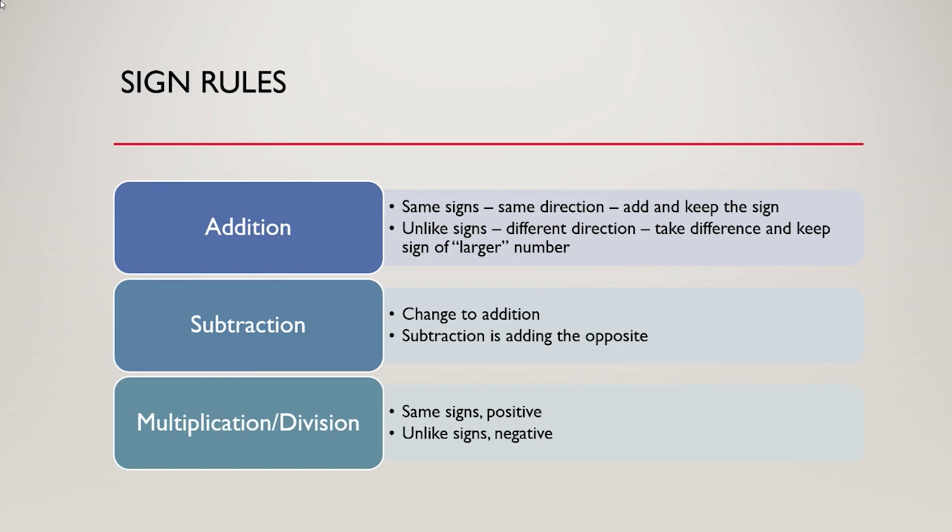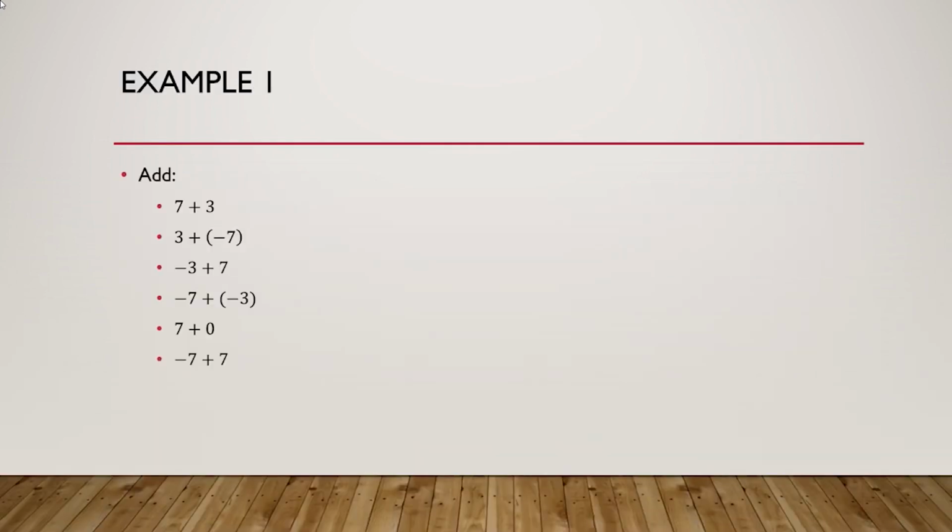Then with multiplication or division, the sign rules are easier. Basically, you ignore the sign, you perform the operation, and if the signs are the same, then positive. If they're unlike signs, then negative. So let's go through some examples.